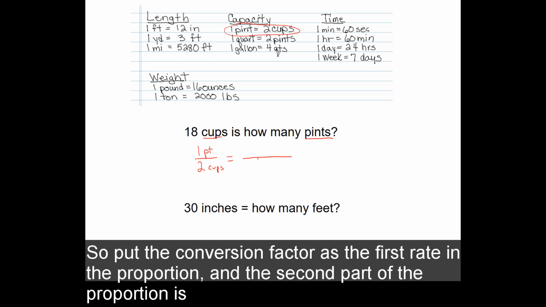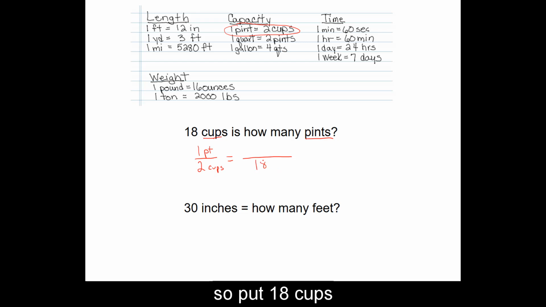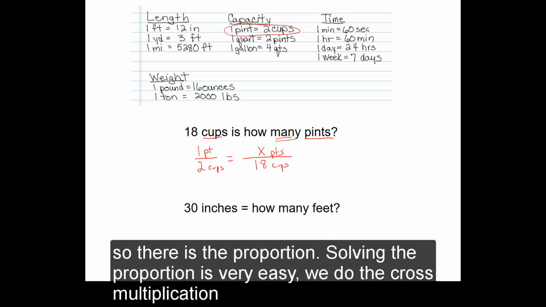The second part of the proportion will be what's been given and what's been asked. So we've been given 18 cups. Well, we have cups on the bottom, so we'll put our 18 cups on the bottom. We're asked how many pints. Well, pints is on top, and so there's our proportion.